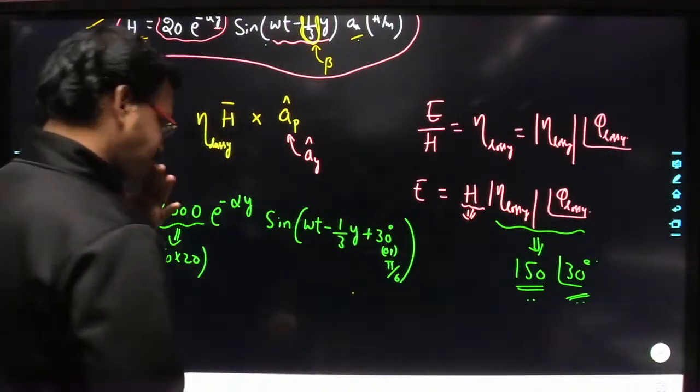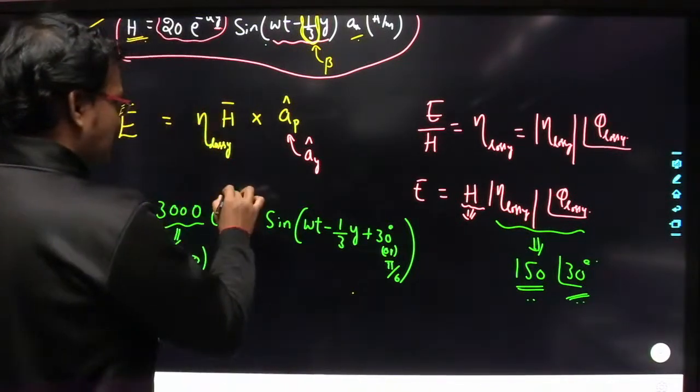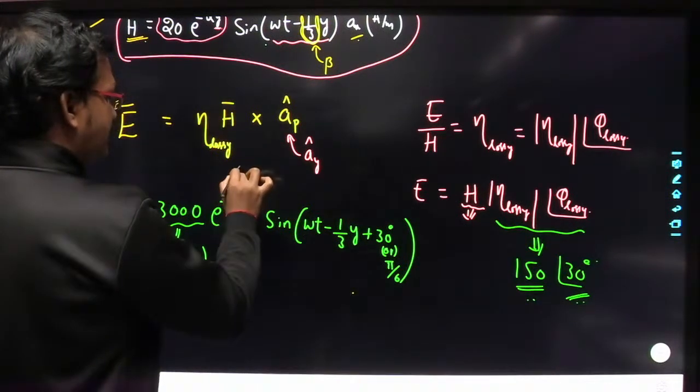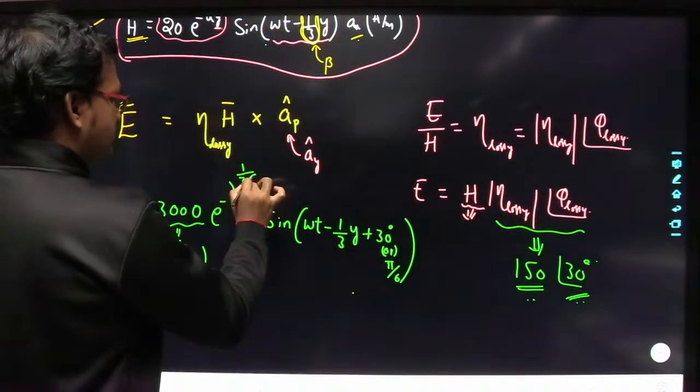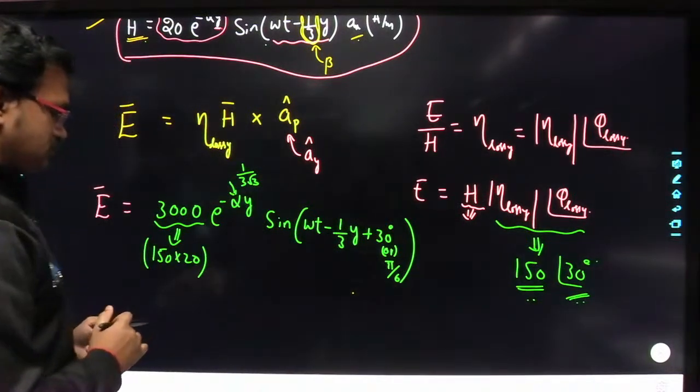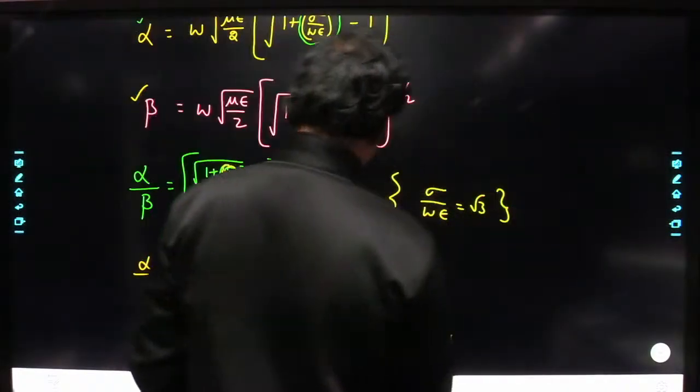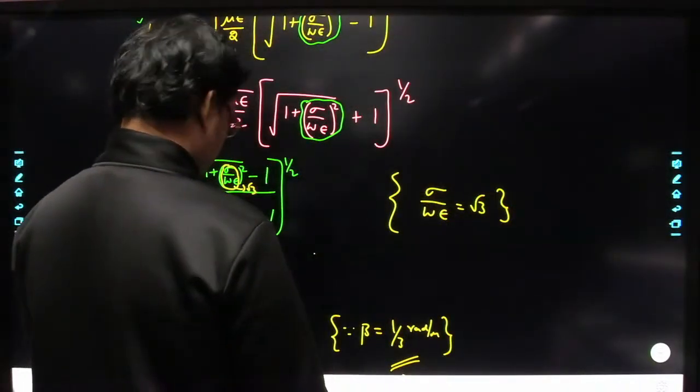And here, what is the alpha value? What alpha value did we get here? 1 by 3 root 3. Yes or no? 1 by 3 root 3, right? So I think everything is correct. 1 by 3 root 3, right?